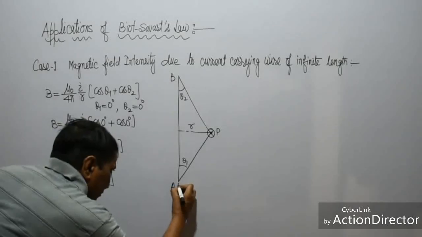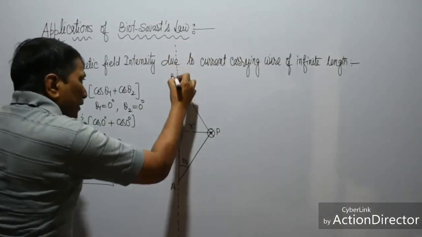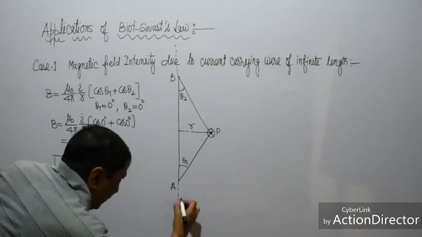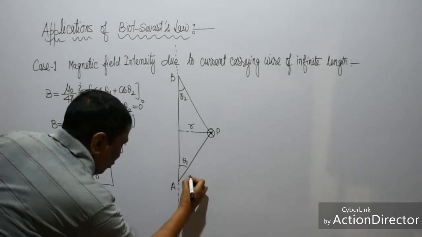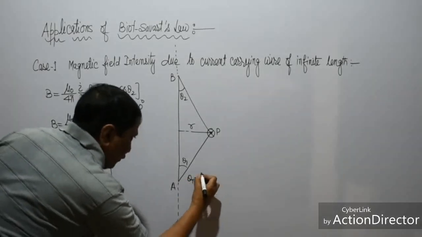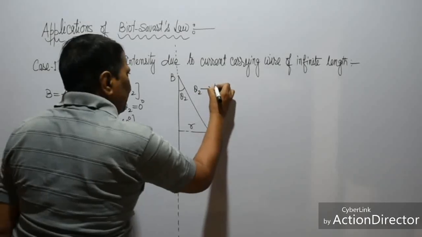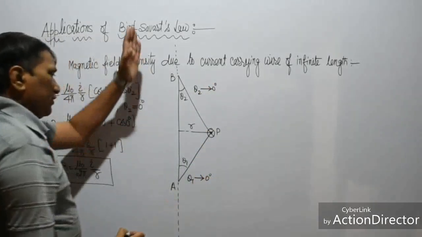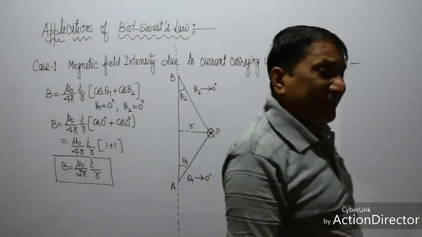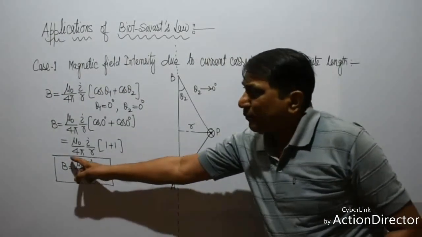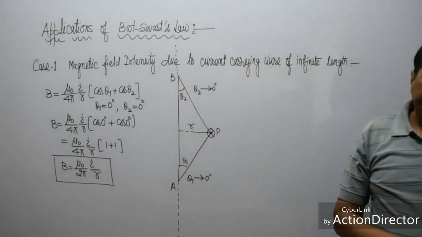This wire being of infinite length, theta 1 and theta 2 tend to 0. So when the wire is of infinite length, the magnetic field intensity becomes mu 0 upon 2 pi I upon r.